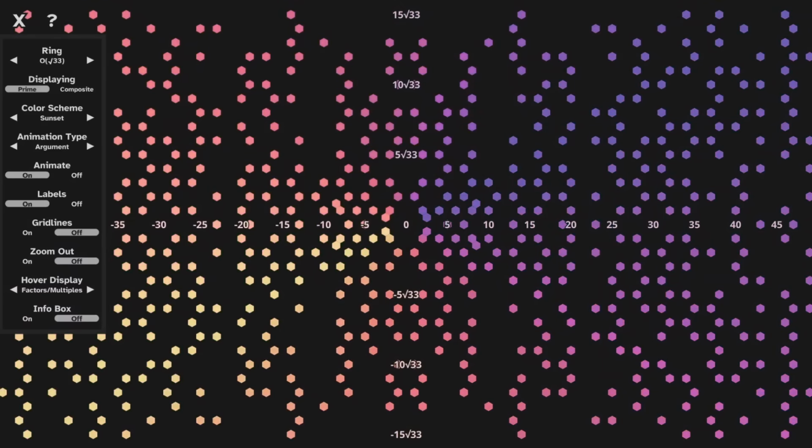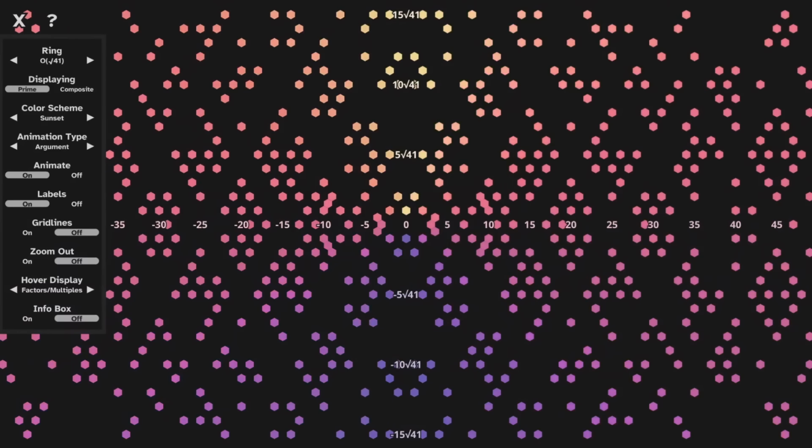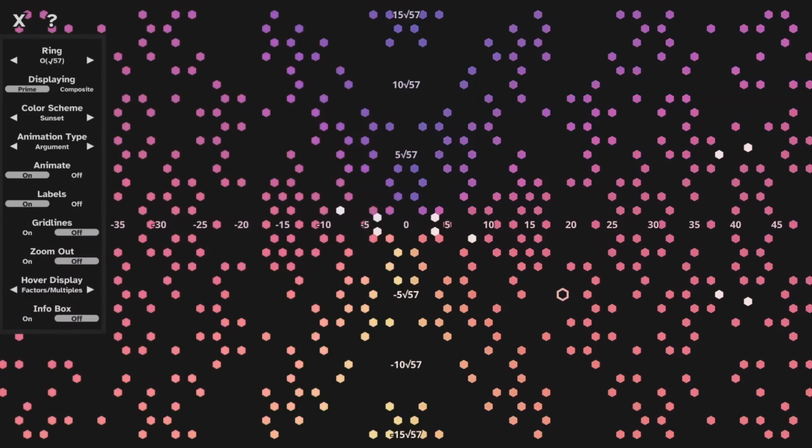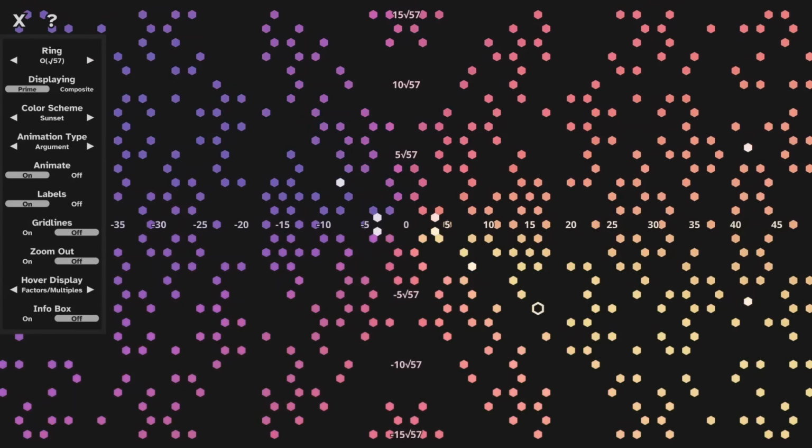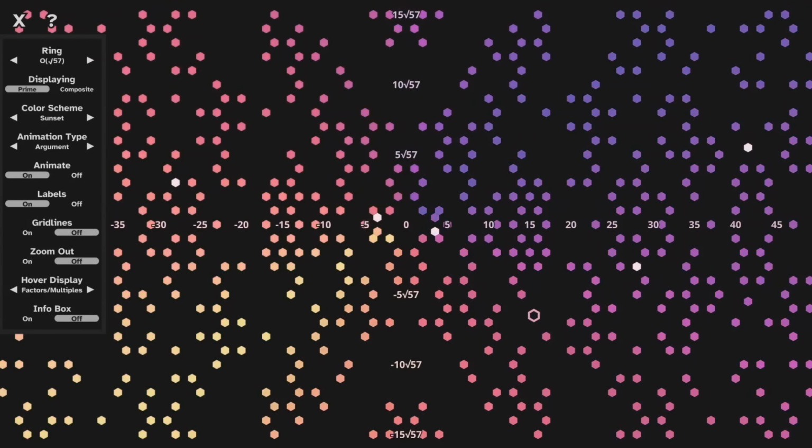And they always have these disjointed hexagons. And that's because they always have primes with norm 2, one of which has multiples in these upwards diagonals, and the other has multiples in the downwards diagonals, and this fractures the grid into lonely hexagons.